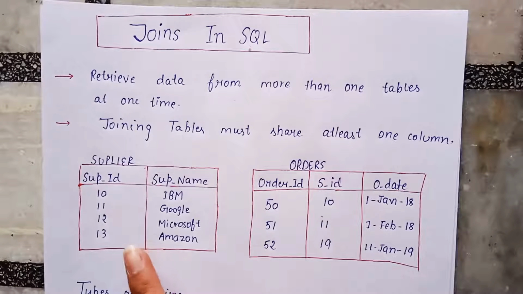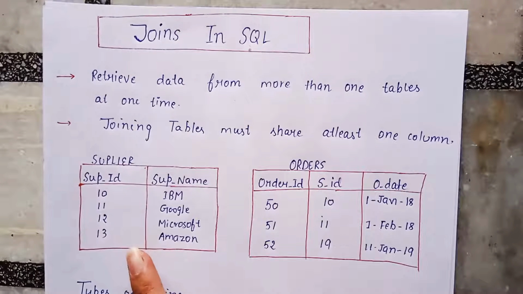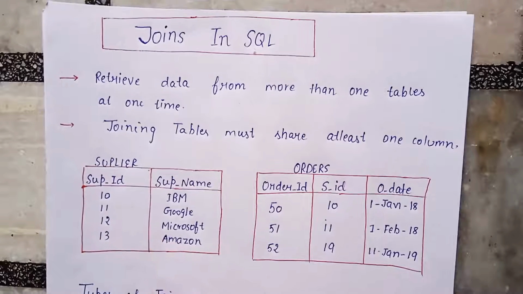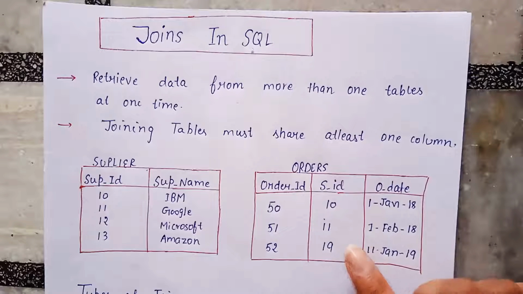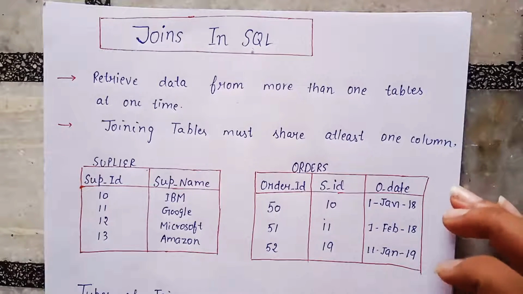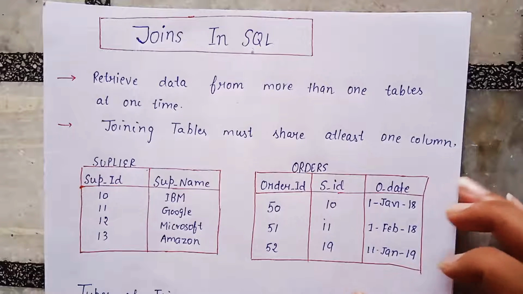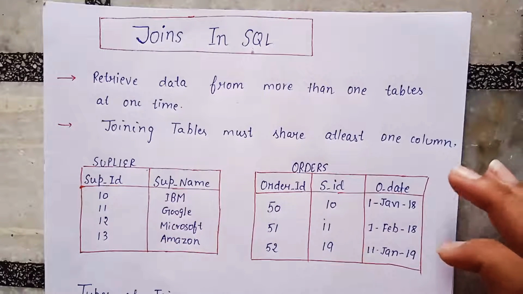For example, in this table we are using this column for showing the IDs of the suppliers, right? In this table also we are using this column for the ID of the suppliers. So we can say that these two columns in these two tables are common. Only those tables that share at least one column can be joined together. So this is a mandatory condition for using a join in SQL.